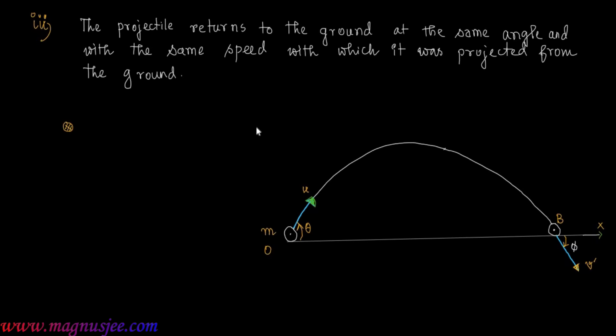After describing the parabolic trajectory, the projectile strikes the ground at the point B with the velocity V prime at an angle phi with the ground. At the point O, the instant of time t is equal to 0, and at the point B, time t is equal to t1 plus t2, that is equal to capital T. We can denote the horizontal range as R, the horizontal displacement of the projectile.